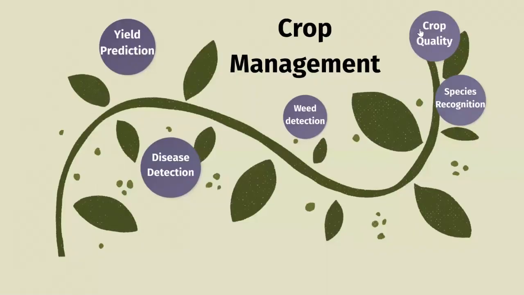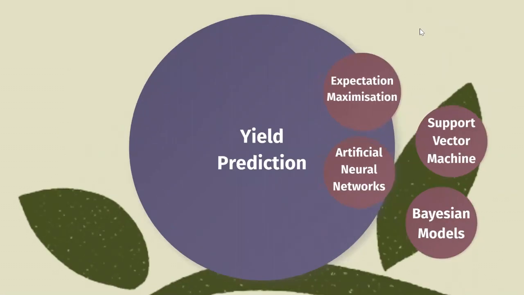Now, I would like to present about crop management. There are 5 components involved in crop management. The first one is yield prediction. Yield prediction is vital in increasing productivity by contributing to estimating yield, correlating crop supply with requirement, managing crops, and yield mapping. There are a few models and algorithms that can be used in yield prediction.